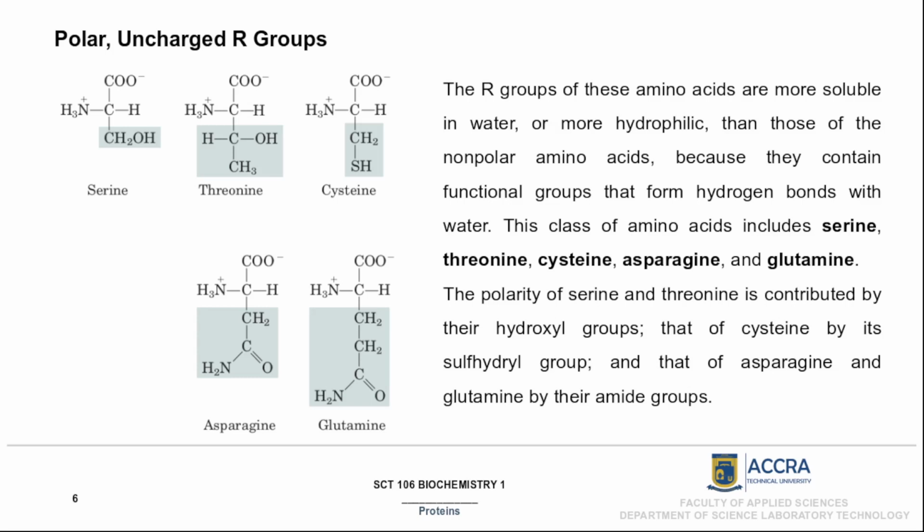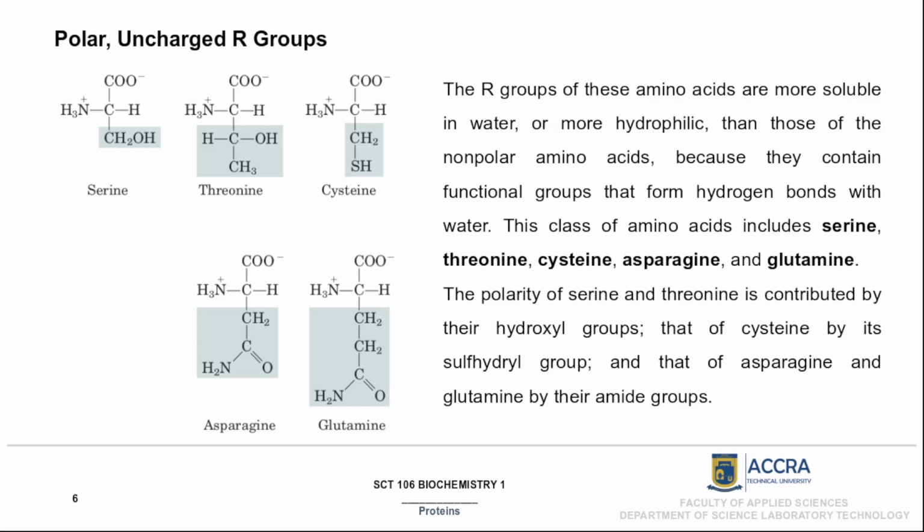So here we see the second amino acid with sulfur in it. This has a sulfur hydride group in its side chain. The first we saw was methionine, so the second is cysteine. The polarity of serine and threonine is contributed by their hydroxyl groups, that of cysteine by its sulfur hydride group, and that of asparagine and glutamine by their amide groups.